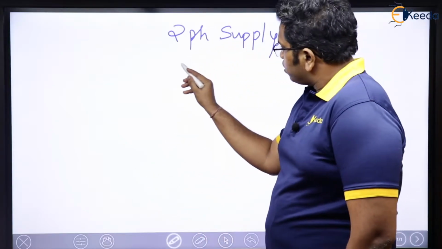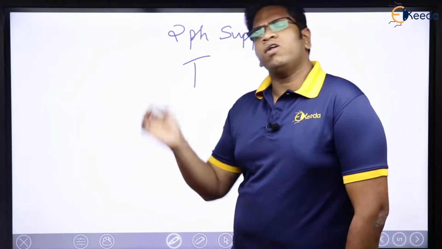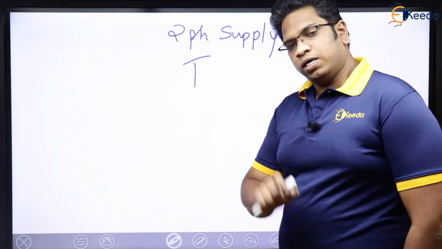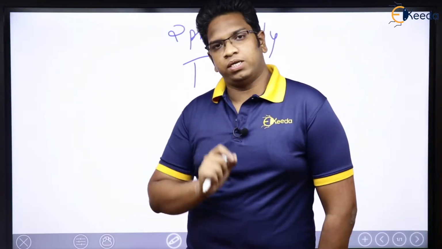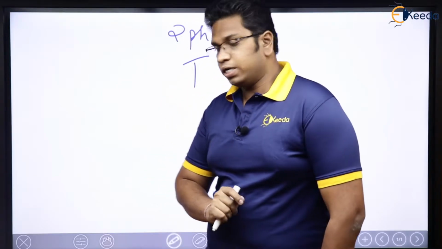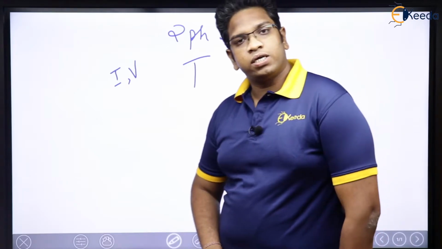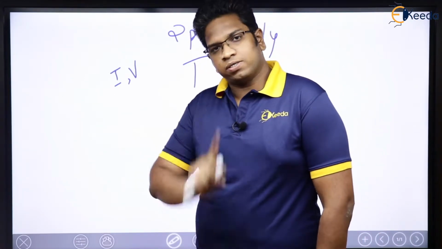Because whenever you have a two-phase supply or a three-phase supply or a four-phase supply or a five-phase supply, the currents or the voltages will be time displaced. We have already discussed that currents and voltages are always time displaced. They will never be space displaced.